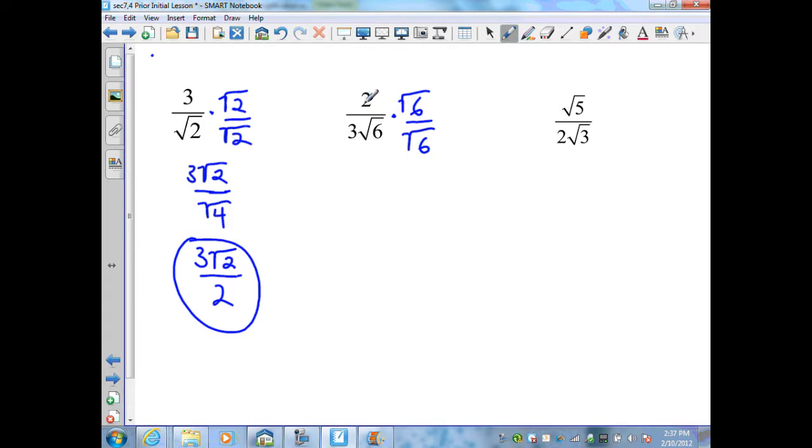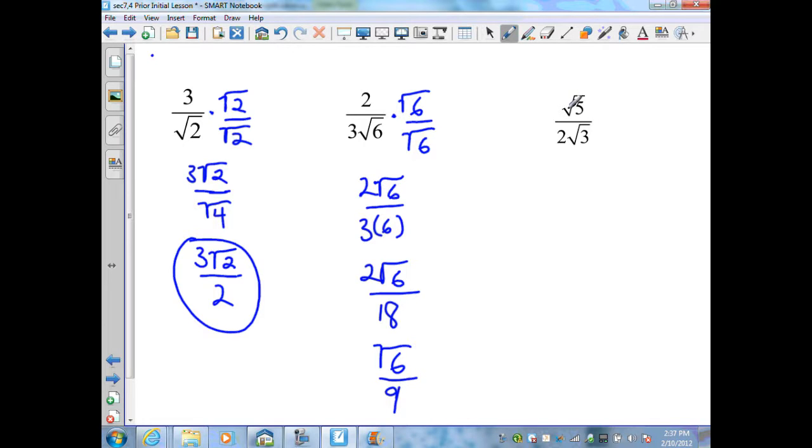Now I simplify. 2 times the square root of 6 is 2 square roots of 6 over 3 times, and remember the shortcut, the square root of 6 times the square root of 6 is what's inside the radical, which is just 6. Therefore, I have 2 square roots of 6 over 18. Now I simplify my fraction, which is 2 over 18, and that will be the square root of 6 over 9.